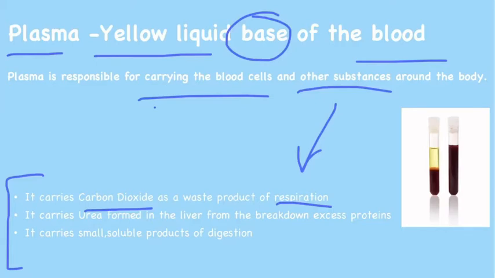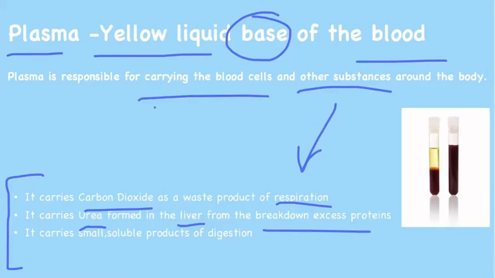Secondly, plasma carries urea. Now, urea is formed in the liver when the liver breaks down our excess proteins in the body, which we simply cannot store. The plasma takes up the urea and transports it to the kidneys so it can be excreted from the body in the form of urine.